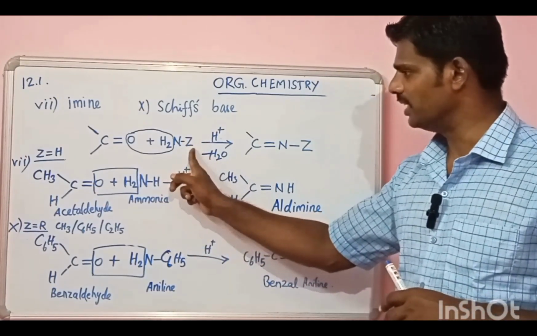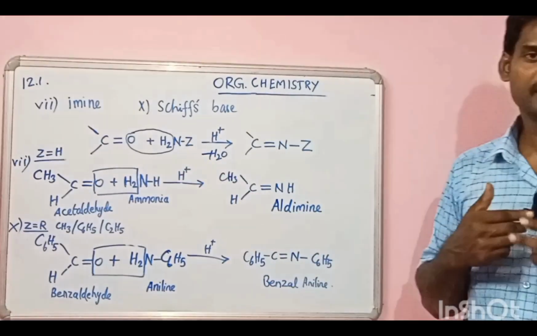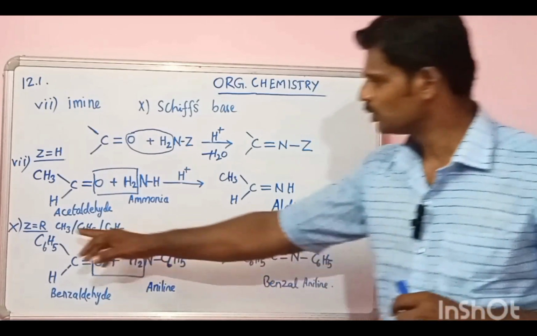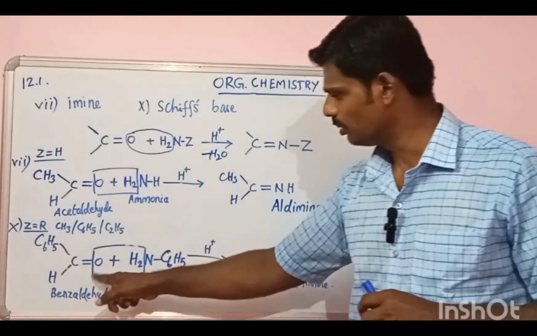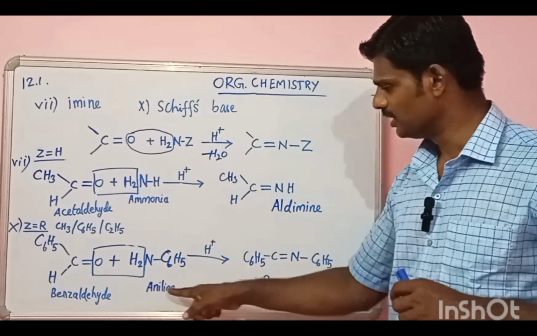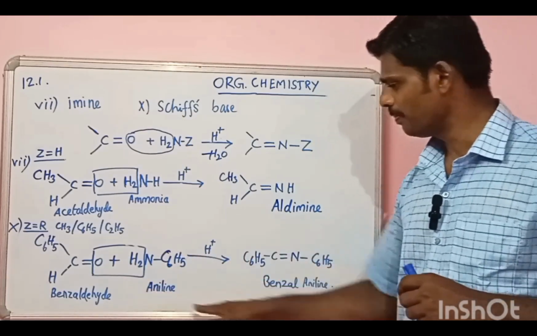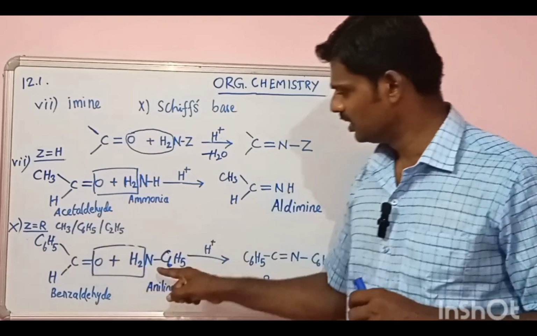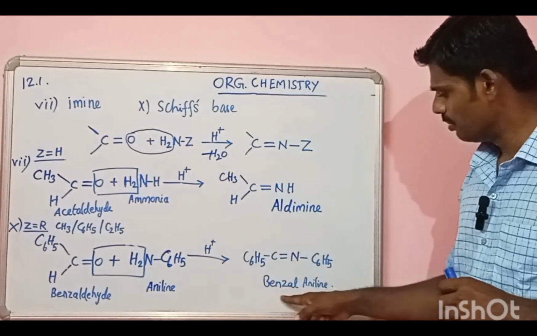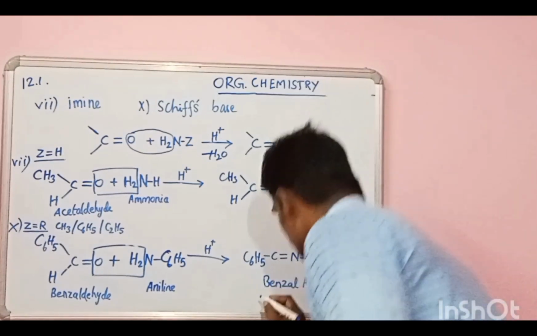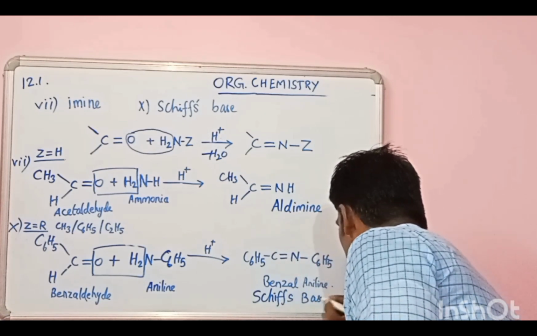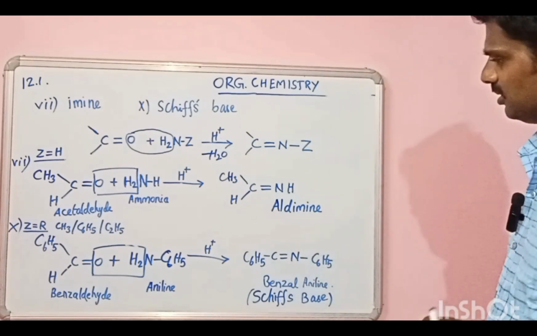The next one we will see is the Schiff's base. If instead of Z we put R, which can be anything like a methyl group, ethyl group, or C6H5, which is a phenyl group, whatever. So with C6H5, C double bond O, it is benzaldehyde, and in this one R is again C6H5, so it is aniline. So R NH2 reacts with benzaldehyde in the presence of an acid medium and produces benzylidene aniline. So this is Schiff's base.